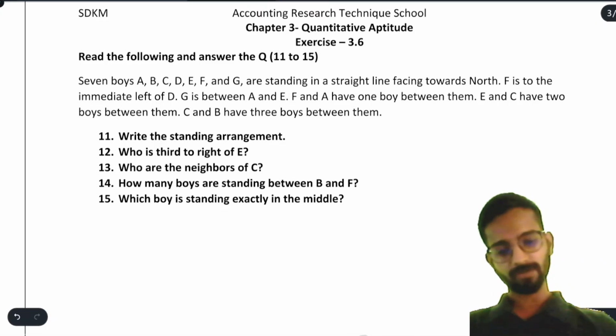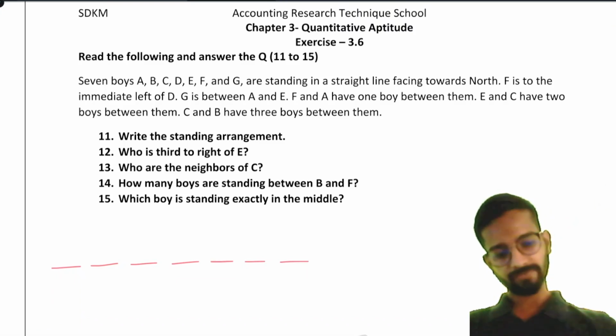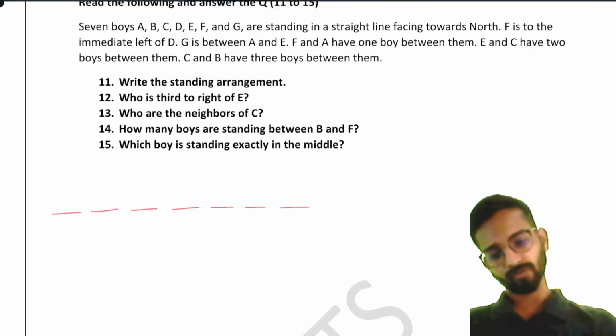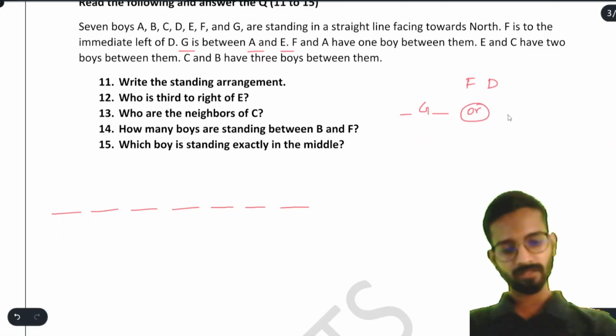Seven boys are there, so 7 places. 1, 2, 3, 4, 5, 6, 7. A, B, C, D, E, F and G. See. What do they say? 7 boys are there. F is to the immediate left of D. It means wherever D is, F is the immediate left. So it will be FD. G is between A and E. It means G is here. It can be either A and E here, or you can say it can be E and A.